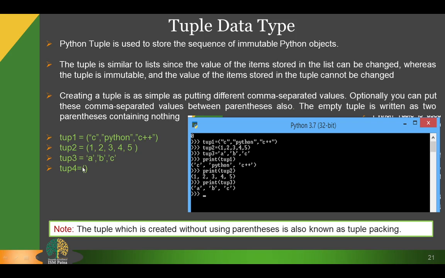Here tuple 4 is an empty tuple, and here tuple 3 is a tuple packing because we have not used parenthesis. Here you can see in the note that a tuple which is created without using parenthesis is known as tuple packing. Tuple 3 is the example of tuple packing, and tuple 4 is the example of an empty tuple as it has no elements. So this is how a tuple can be defined.